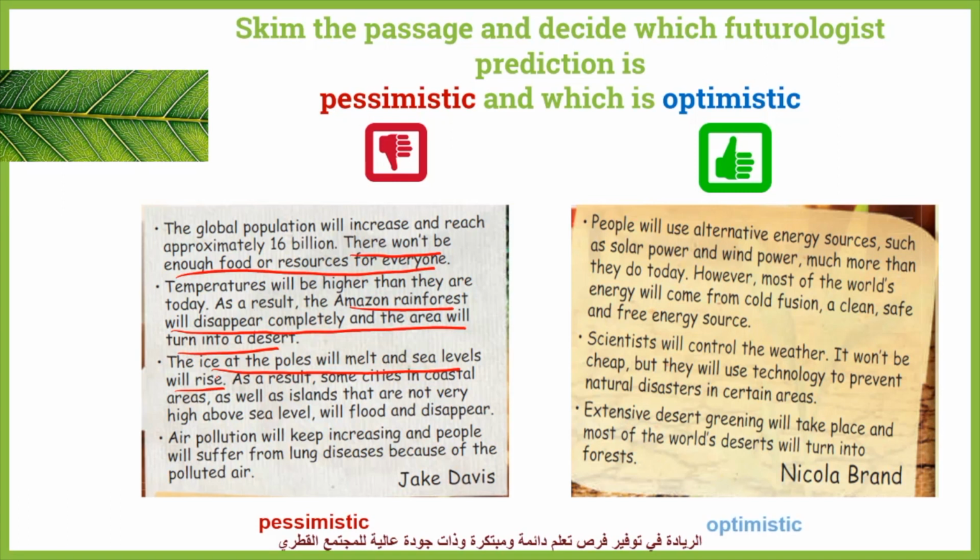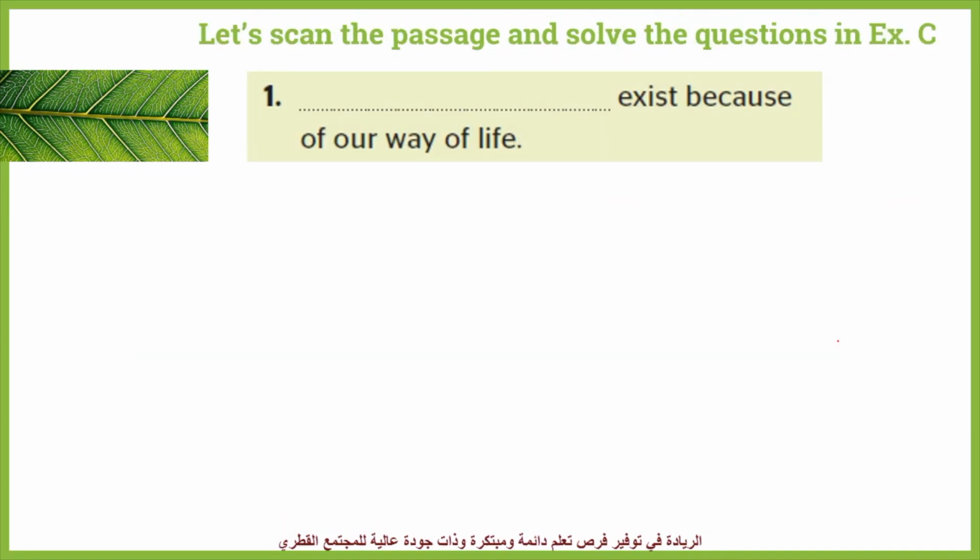Excellent, it's Nicola Brand. If you take a look at her passage, she says that people will use alternative energy sources. It means they will use other energy sources like solar power and wind power. She also says in the future, scientists will control the weather by using technology. All these are more of positive views. Now let's scan the passage and read more in detail to solve the questions in exercise C.